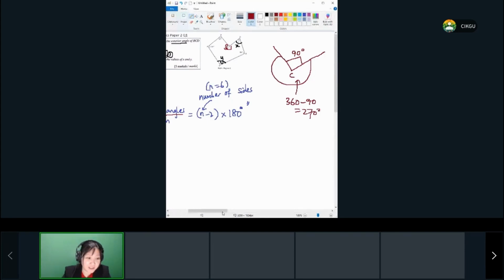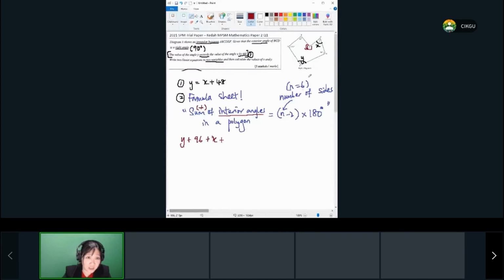Okay, they try to trick you there. So please don't put 90 degrees in. 90 degrees is the exterior. We want to find the interior, which is 270. Then here also there is an interior, 88. This one is another interior, 110. So plus 88 plus 110.